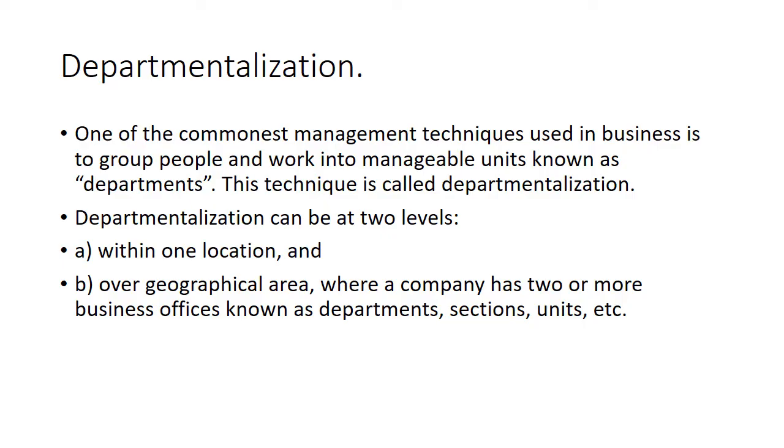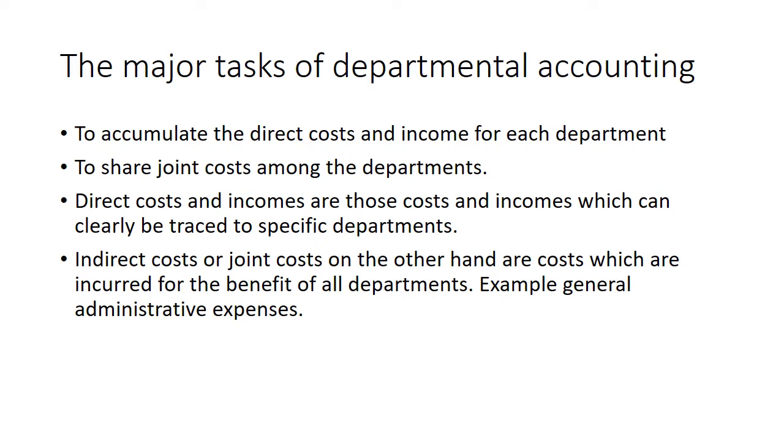As we have said earlier, departmentalization can be of two levels within one location, and sometimes it might be of a geographical area where a company has two or more business offices. This may be known as sections, units, or sectors. So the major task of departmental accounting is to accumulate the cost, maybe direct cost or income, for each department, and also to share joint costs. So the costs that are incurred in common are shared among the departments.